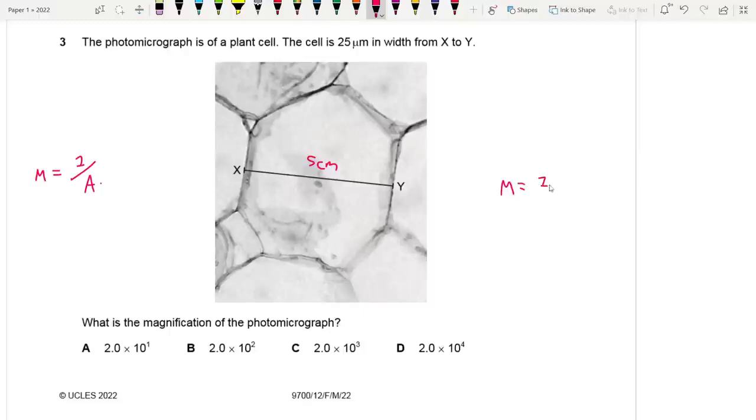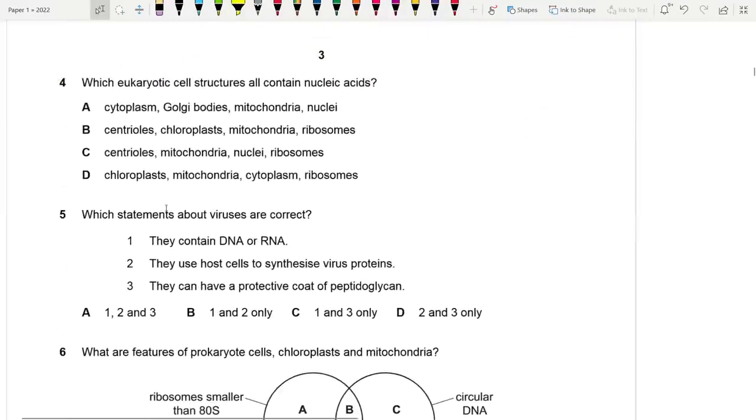Now we know that M is equal to I by A. So the image length is 5 into 10 to the power minus 2. Actual is 25 into 10 to the power minus 6. Now if you do solve this, you're gonna get 2000 or 2 into 10 to the power 3. Okay, answer is C. Moving on to 4, which eukaryotic cell structures all contain nucleic acids?